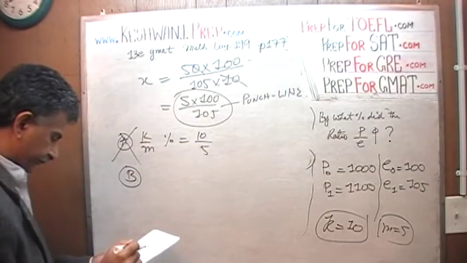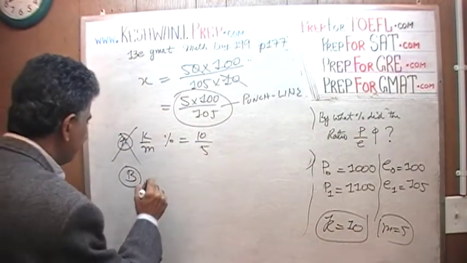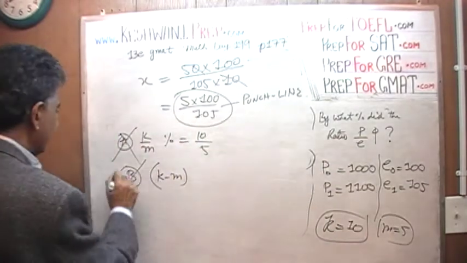B says k minus m. That's not going to do it. K minus m is just going to be 5. That's not going to do it.